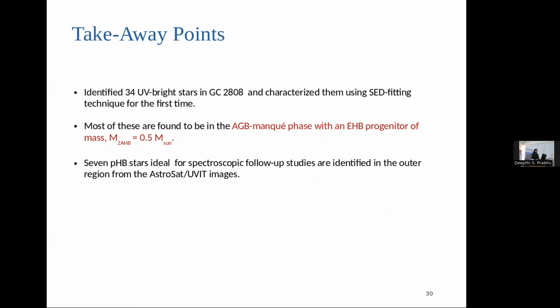And we find that most of these are in the AGB manqué phase. We also identify 7 post-HB stars, which are ideal spectroscopic follow-up targets, and these are found in the outer, less crowded regions of the cluster. So these can be followed up through optical spectroscopy as well as through future UV spectroscopy if possible.